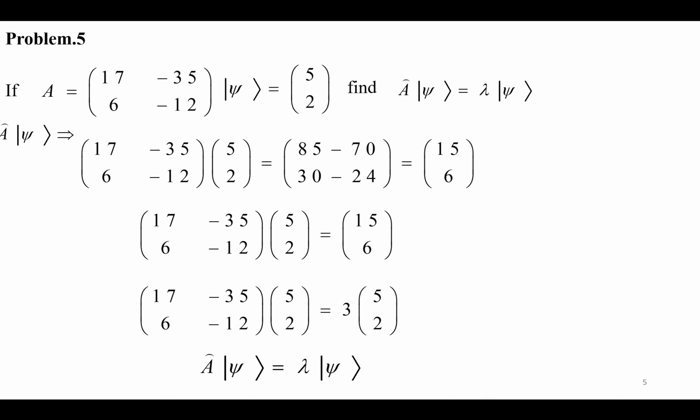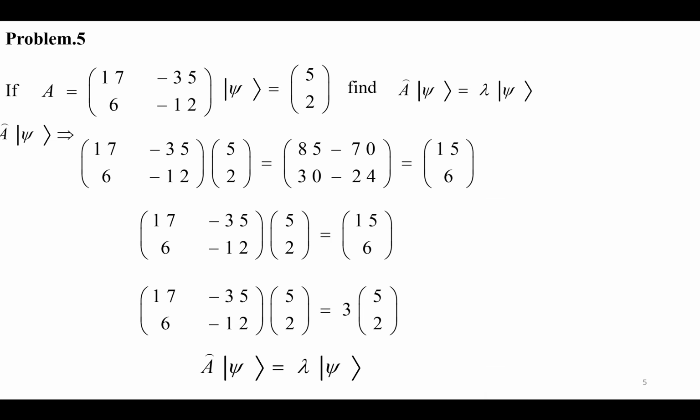So the 2 by 2 matrix 17, minus 35, 6, minus 12 with the operation on 5, 2, the answer that we have obtained was 15, 6. The column 15, 6 is converted as 3 times 5, 2. Look at the left-hand side, it is 5, 2, and on the right-hand side we also have 5, 2. So it is an eigenvector. Okay, it's an eigenvector.